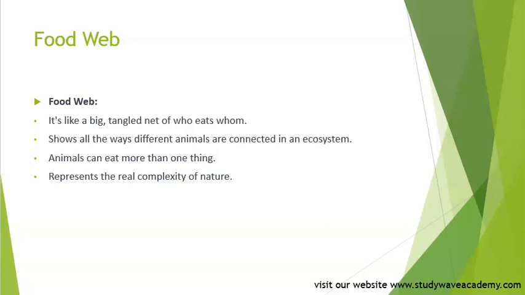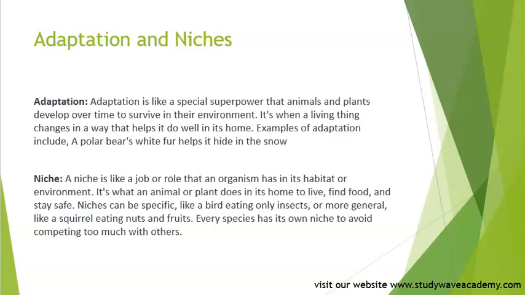So the food chain and the food web are the concepts that explain how living organisms in an ecosystem obtain their energy and transfer it by consuming other organisms. Okay? Good. Adaptation and niche.